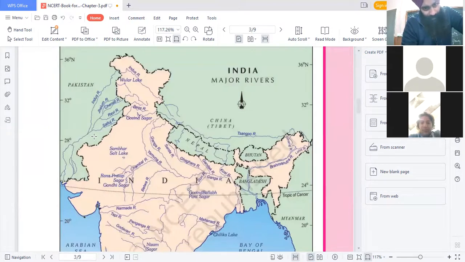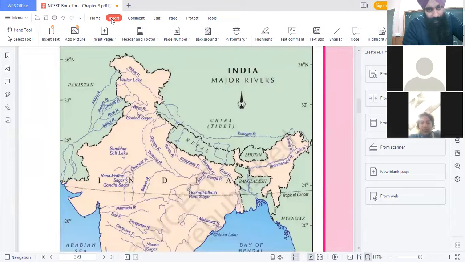The Indus is joined by its tributaries Bias, Satluj, Ravi, Chenab, and Jhelum at Mithankot of Pakistan. The total length of the Indus is 2900 kilometers, which is considered one of the largest rivers of the world.